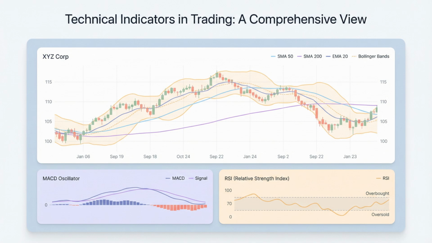Module C3 is where we bring in the mathematical tools. In Part 1, we will cover the most reliable technical indicators. We will do deep dives into moving averages, the Relative Strength Index or RSI, MACD, and Bollinger Bands to help you objectively read market momentum.